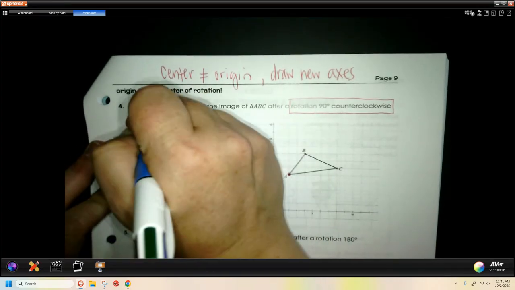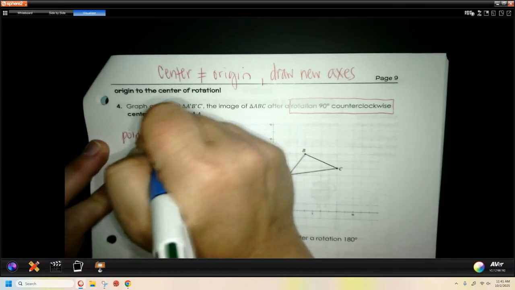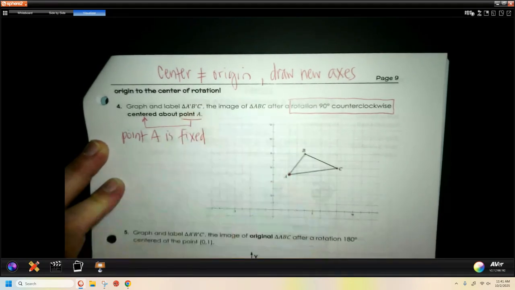Think about the center of the pinwheel. Did the center of the pinwheel move? No. So since point A is the center, point A is fixed. It's glued.